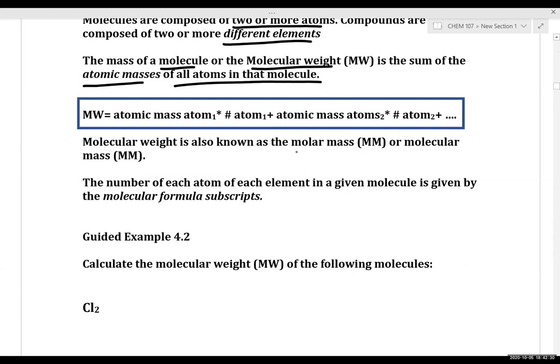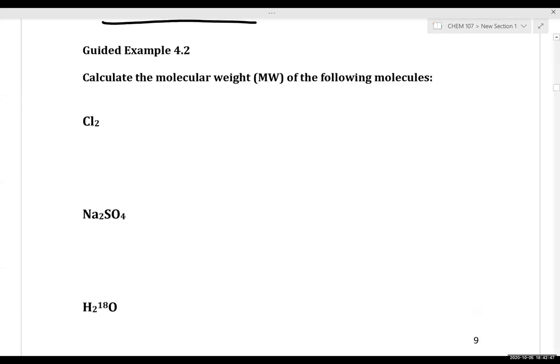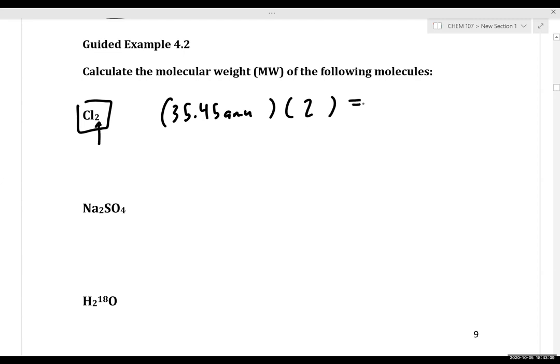Molecular weight can also be written as molar mass or molecular mass. The number of each atom of each element in a given molecule is given by the molecular formula subscripts. For example, we can calculate the molecular weight of molecules by adding up the mass of each of our individual atoms. For chlorine, which is Cl2, I know my atomic mass is 35.45 AMU per chlorine atom, and I multiply it by 2 because I have 2 chlorine atoms.